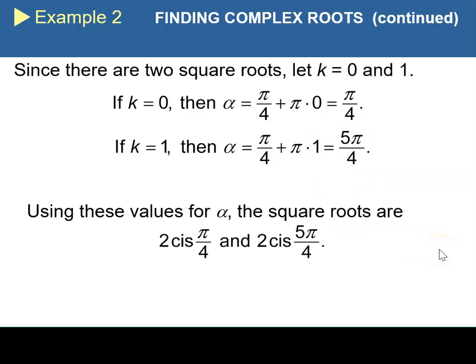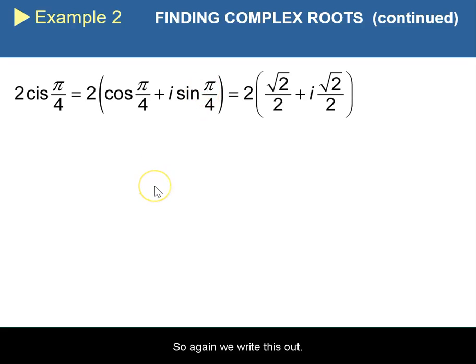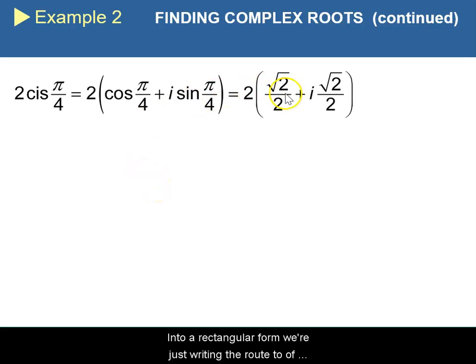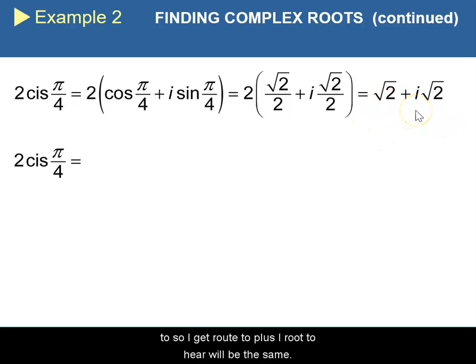So, 2 cis pi over 4, and 2 cis 5 pi over 4. Again, when we write this out into our rectangular form, we're just writing the root 2 over 2's that I have here, and we simplify times that power of 2, so I get root 2 plus i root 2.